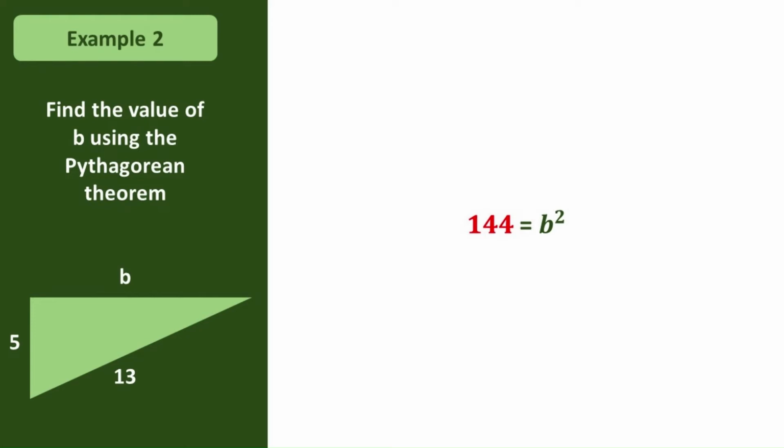Just to make things easier, let's switch the places of B squared and 144. You don't have to, this makes no difference at all. Now take the square root of both sides. The power and root cancel out, we're left with B. And the root of 144 is plus or minus 12, and B is 12.